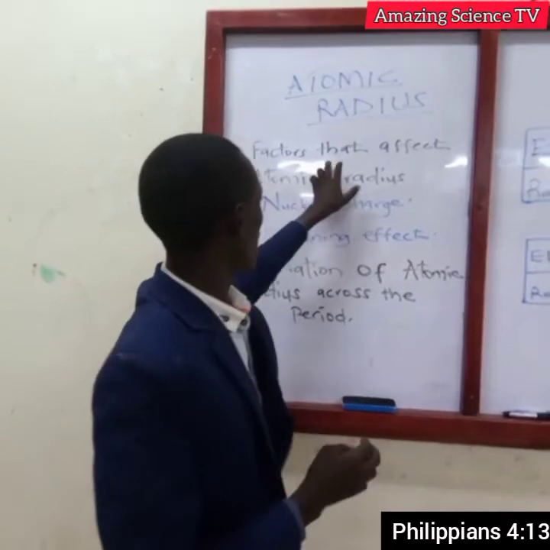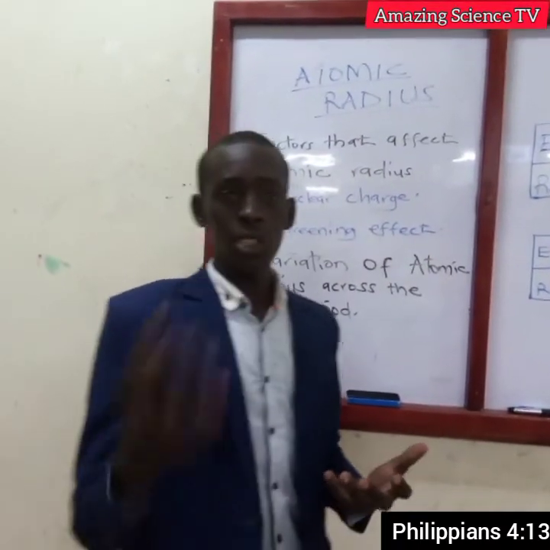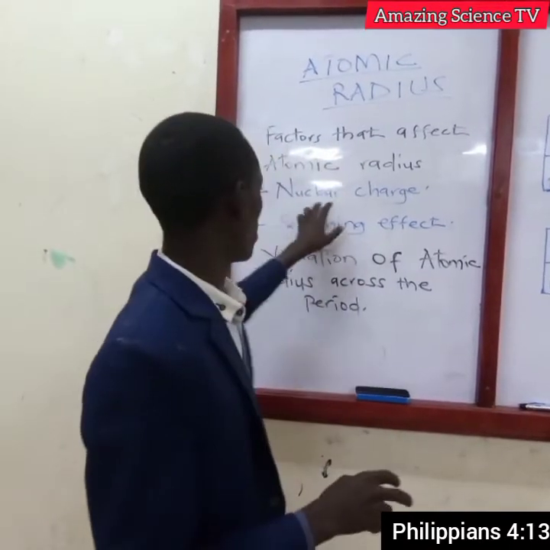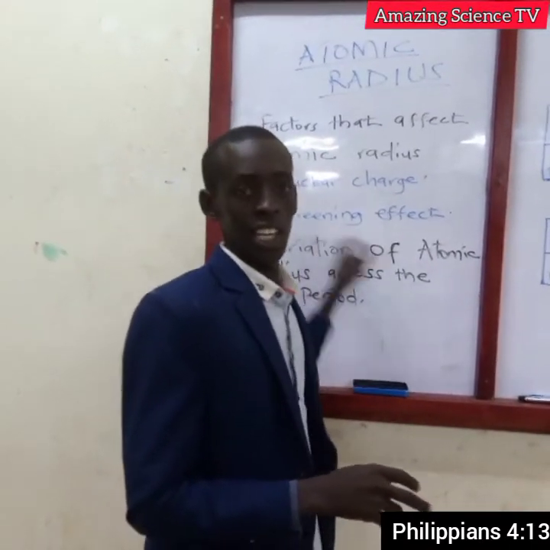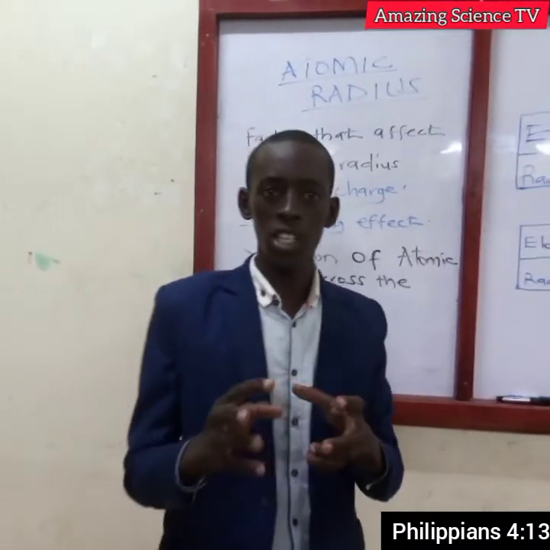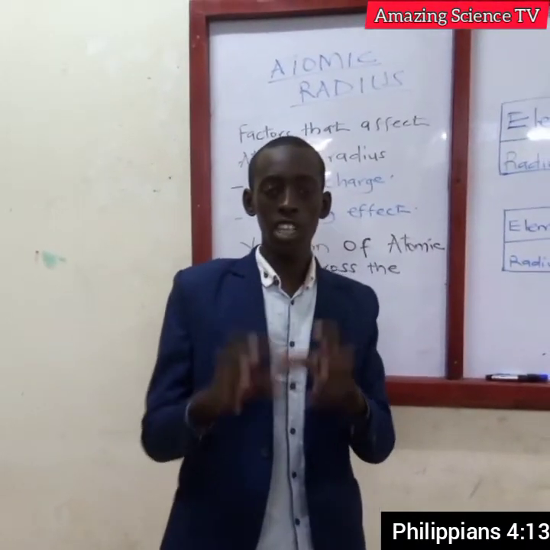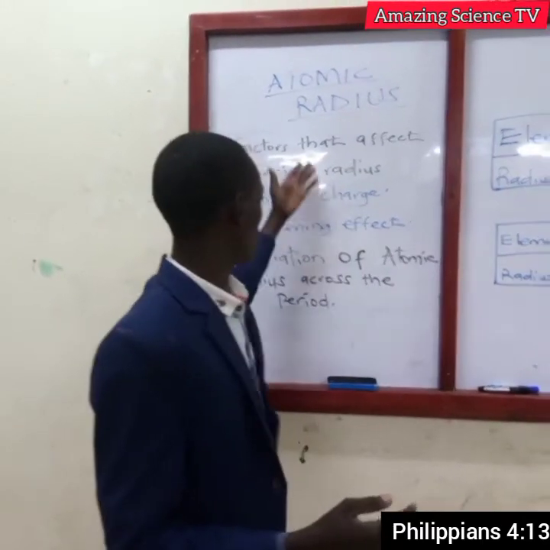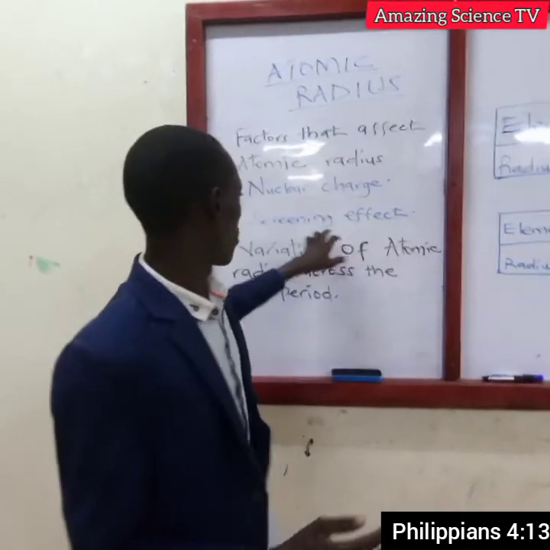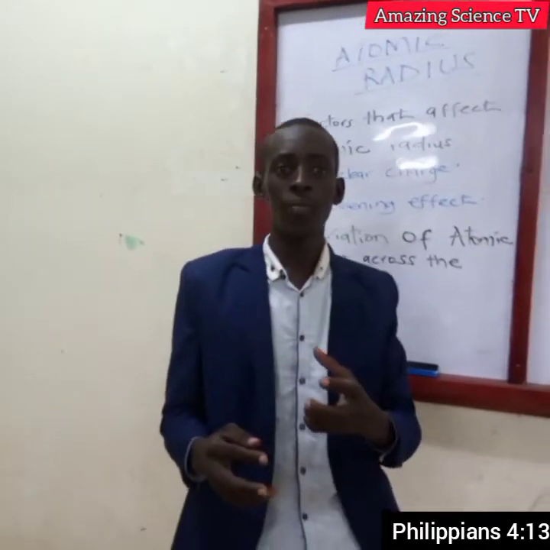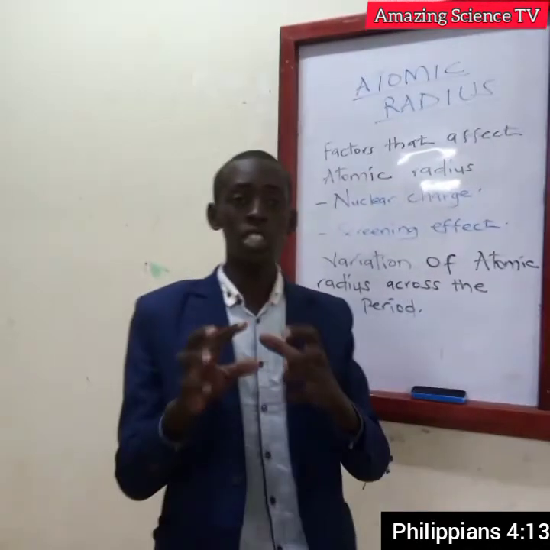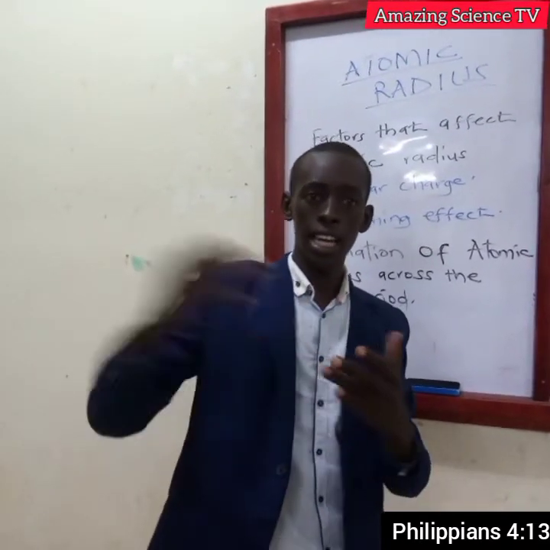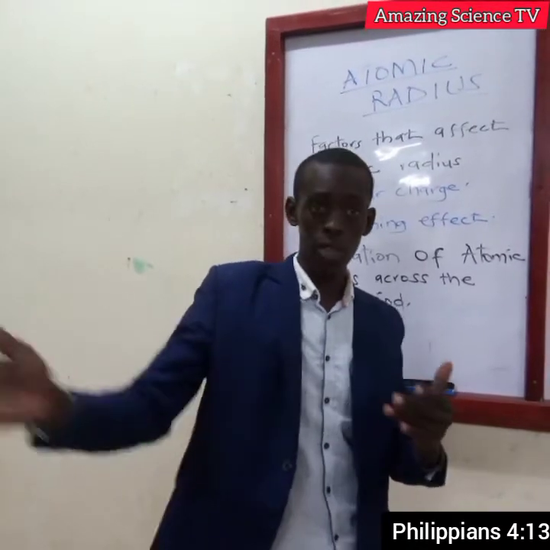So we are going to look at the factors that affect atomic radius. There are two factors that affect atomic radius. That is nuclear charge and screening effect. Nuclear charge refers to the attraction of the nucleus for the outermost electrons. Then screening effect refers to the repulsion force of the inner electrons to those in the outer shells.